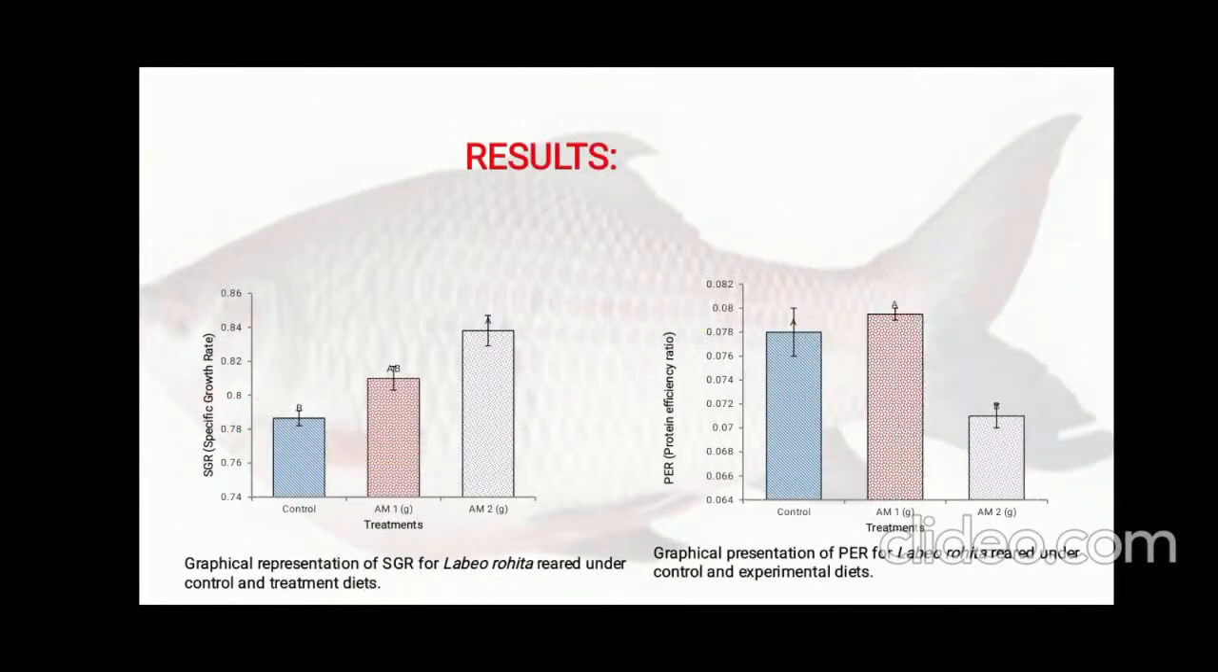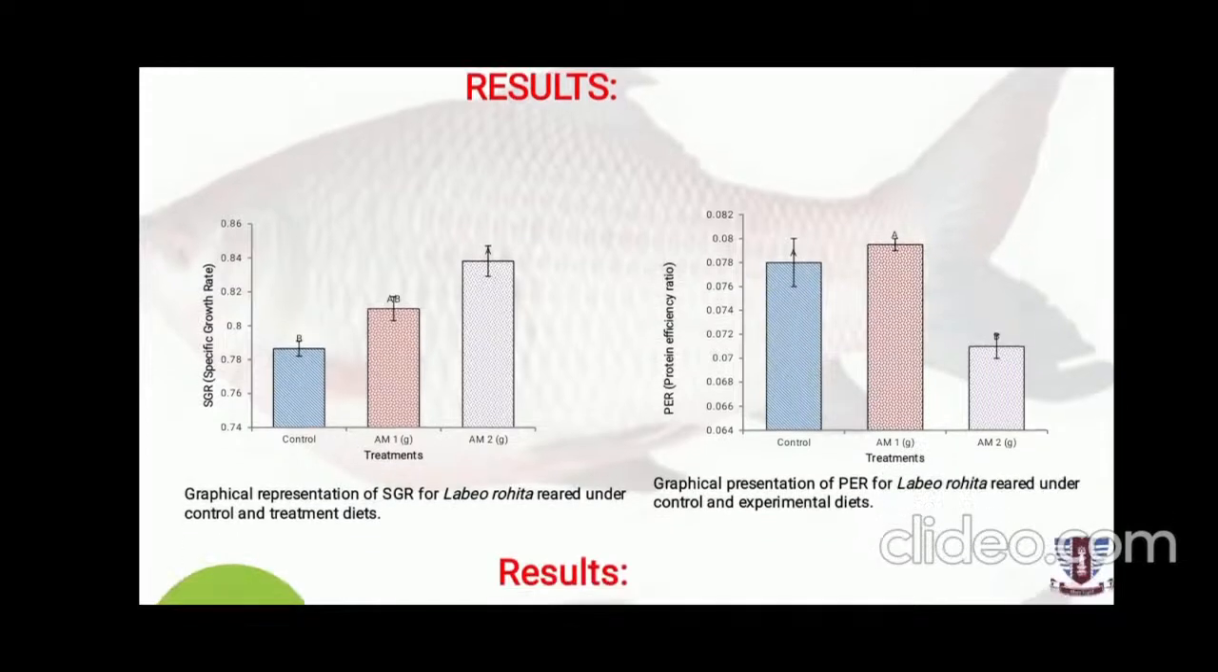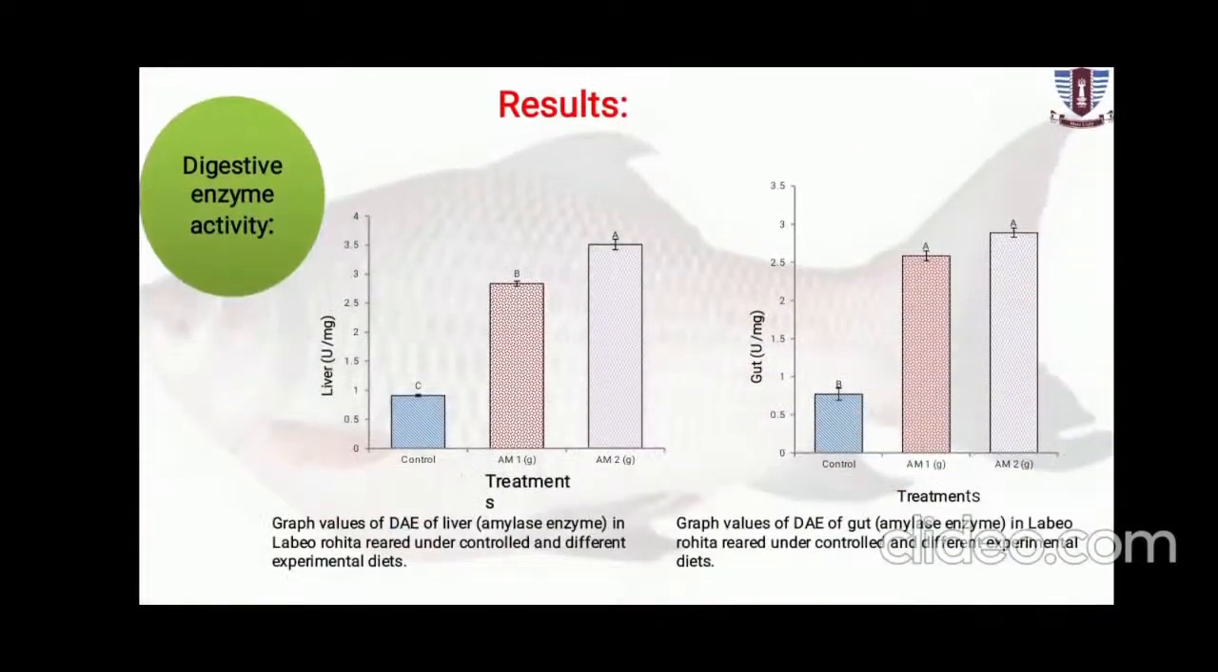In the case of specific growth rate, the bar chart shows maximum growth in AM2 having amylase 6 mg per kg, and in protein efficiency ratio, the maximum growth rate was observed in AM1 having amylase 3 mg per kg. While in the digestive enzyme activity, both liver and gut showed maximum enzyme activity in the amylase supplemented group.